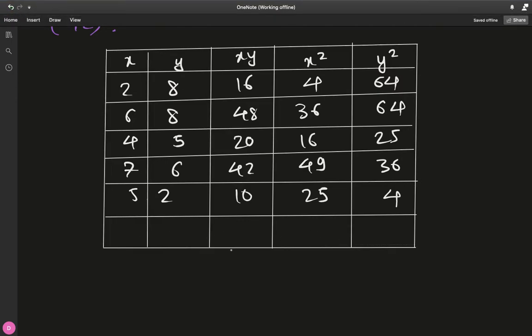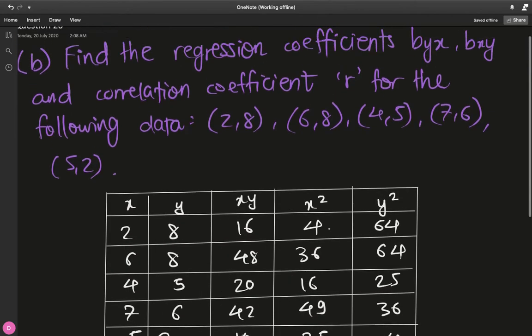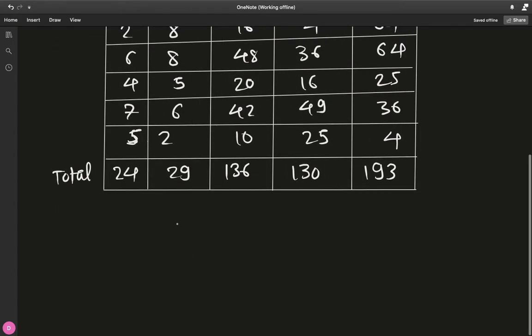Okay, so what I've done is I've added a row at the end that's sort of like the totaling space. So sum of this entire x column is 24, sum of y 29, sum of xy is 136, 130, 193. So the thing is, sometimes I'm really bad with calculations, so if I make any mistake, please excuse me, because it's the method that matters in this video more than what the final answer turned out to be.